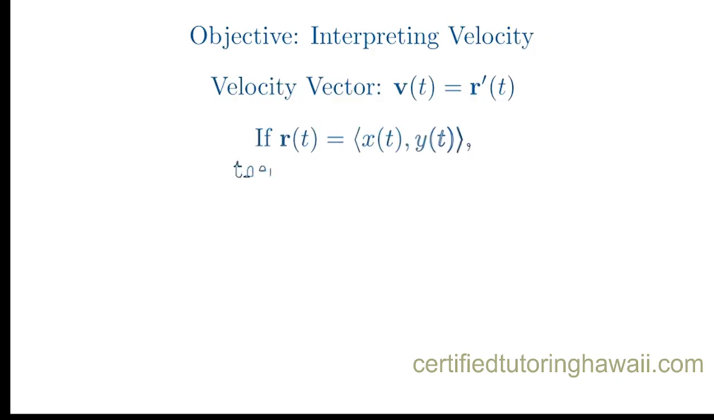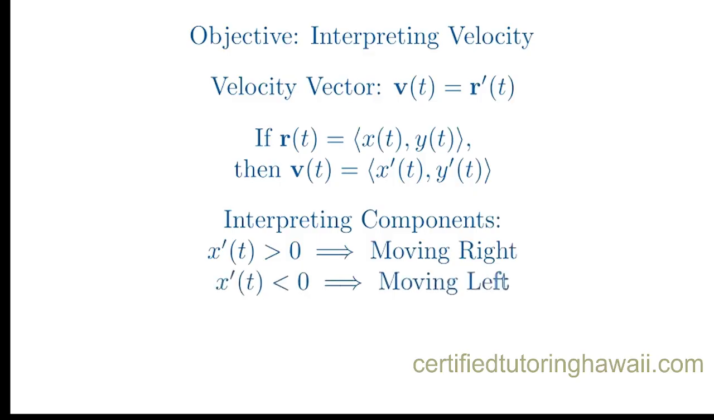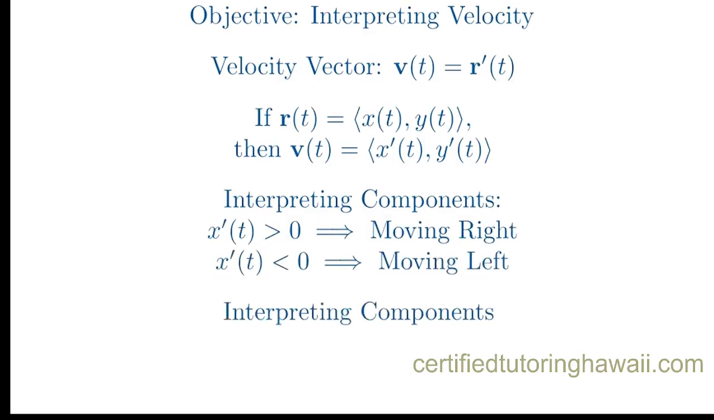So, the x component of the velocity vector is the derivative of the x component of the position vector, x prime of t. Similarly, the y component is y prime of t. Now, let's understand what these components tell us. The sign of the x component of velocity, x prime of t, indicates horizontal motion. If it's positive, the particle is moving to the right. If it's negative, it's moving to the left. Similarly, the sign of the y component, y prime of t, indicates vertical motion. A positive value means the particle is moving up, and a negative value means it's moving down.